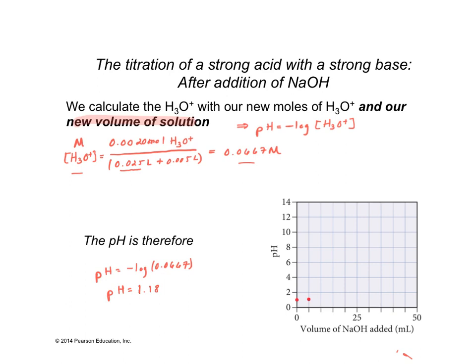Okay, so lots of little bits and pieces at play here. We had initially HCl. We have now added a volume of sodium hydroxide to our flask. We had to calculate, using the stoichiometry of the reaction, how many moles of H3O+ we had left. That's what I did on the last page. Then, to get the new pH, we take those moles and divide by our new total volume to get the new concentration, and then take the minus logarithm of that to get the pH.